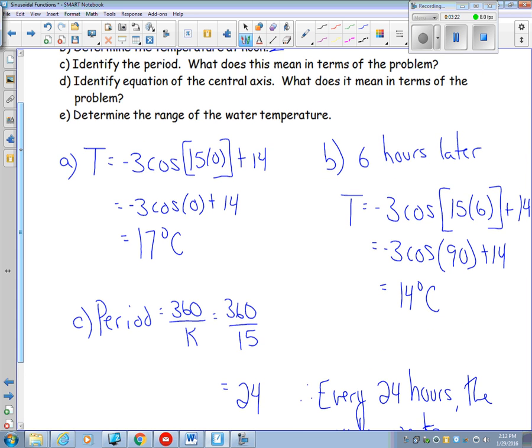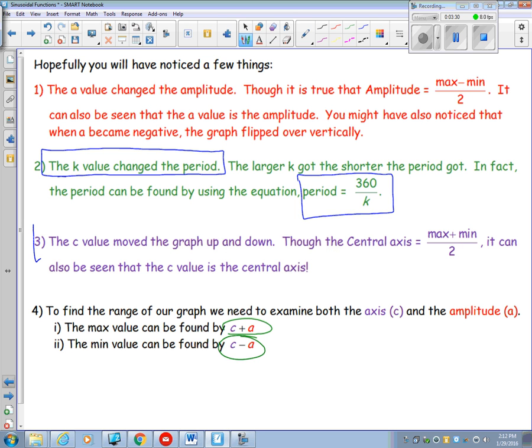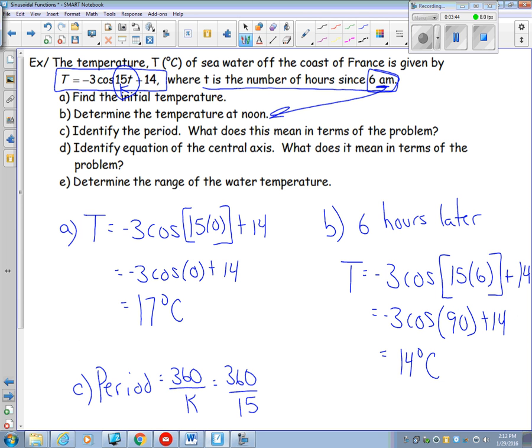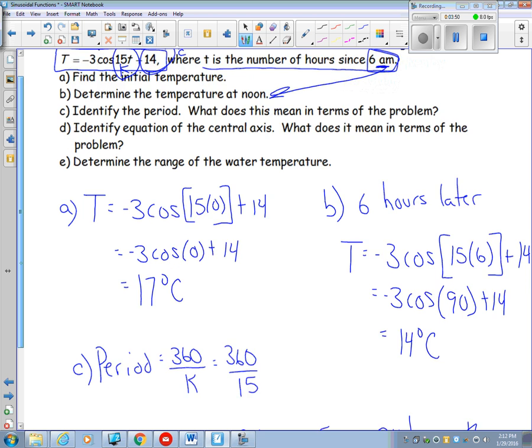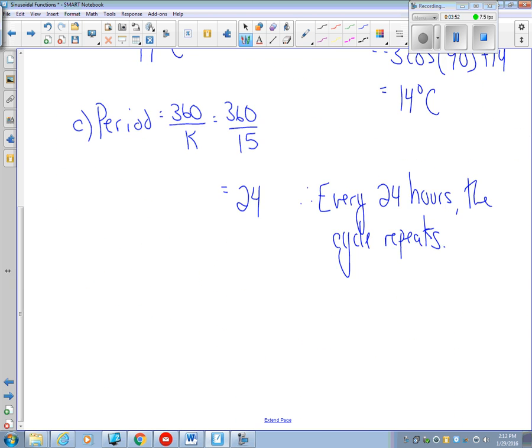All right, part D. Identify the equation of the central axis. What does it mean in terms of the problem? Well, again, we were talking about the central axis, and it said over here the c value moves the graph up and down. And it can also be seen that the c value is the central axis, because when you move things up and down, you're changing average. You're changing where normal lies. In our case, the c value is right here, the 14. Okay, not the plus 14. And so for us, our central axis, CA, is y equals 14. I don't have to do any math for it. I can see it in the equation. C is my central axis.